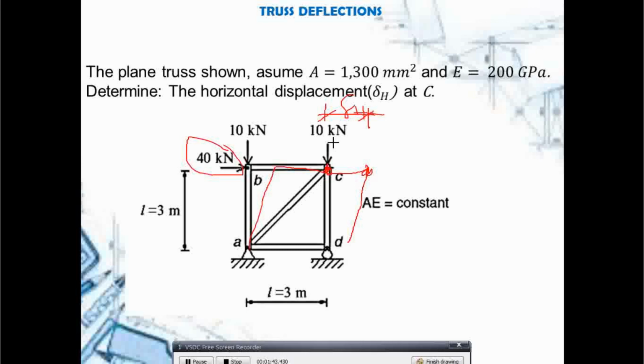Now, the method commonly used for the determination of deflections is the unit load method, or others call this your virtual work method. How is the unit load method done? I'm just going to show you the process for the unit load method for the determination of your truss deflections. Let's start. For step 1, evaluate the member forces and reactions using method of joints or method of sections.